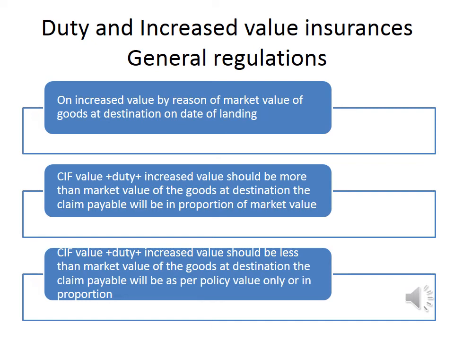The insurance company has never exercised the option of purchasing one coil and giving it to the party. But to have true indemnification, the market value is considered for the payment of losses when it is put up in this increased value clause. The CIF value plus duty plus increased value should not be more than the market value of the goods at destination at the time of claim; otherwise the claim payable will be as per policy value only or in proportion.